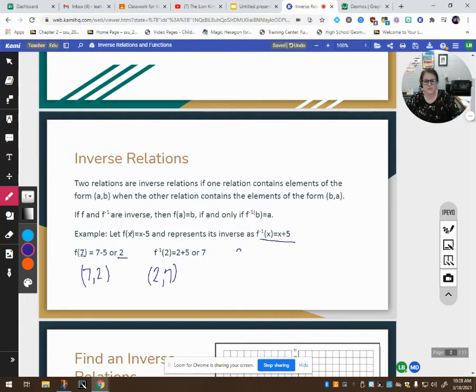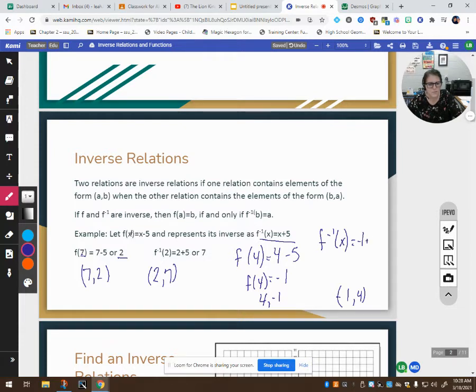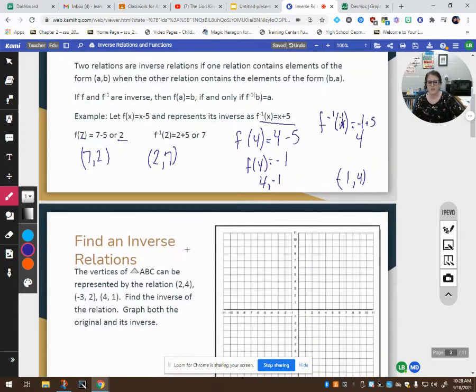Let's try it with another one. Let's say f of 4. Well, f of 4 would be 4 minus 5. 4 minus 5 is negative 1. So f of 4 equals negative 1. I plugged in a 4, I get out negative 1. So for the inverse function, if I plug in a negative 1, I should get out a 4. So let's try it. The inverse function is going to be negative 1 plus 5, which is in fact 4. So it worked. If I plugged in a negative 1 for x, I got out a 4.